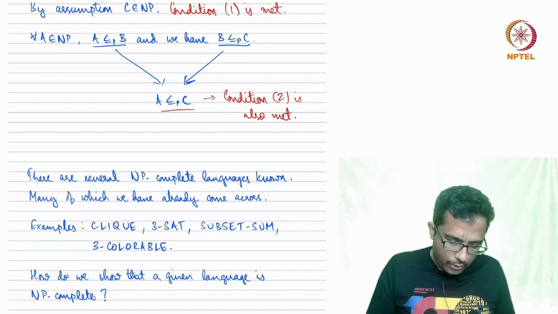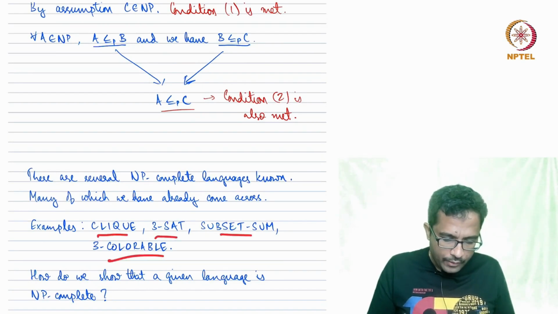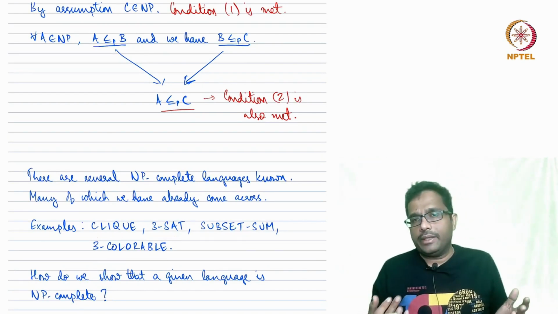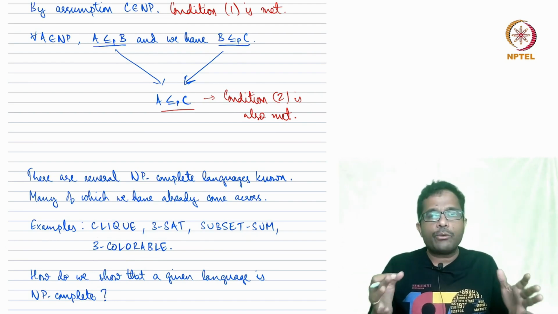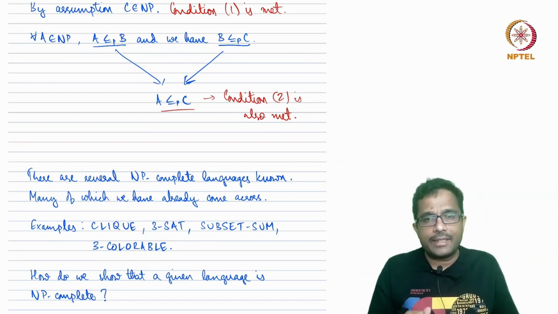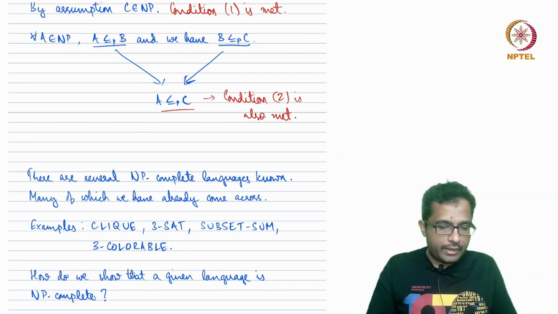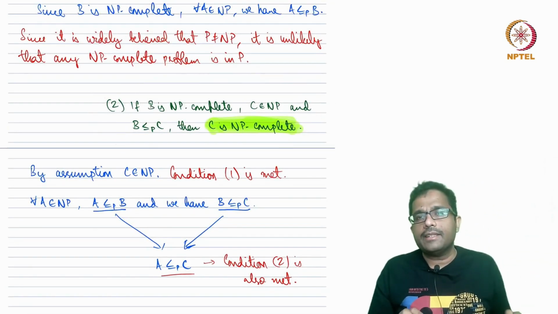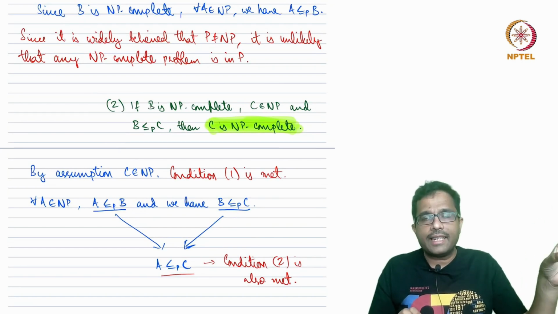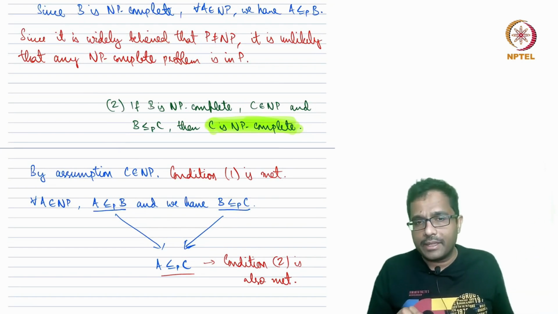So like that we can show all of these languages are NP complete, but then we need something to start with, right? Some language has to be the first language that we show is NP complete. So this approach works only if there is already a language B that is known to be NP complete. So what is the first language that we can say is NP complete, right?